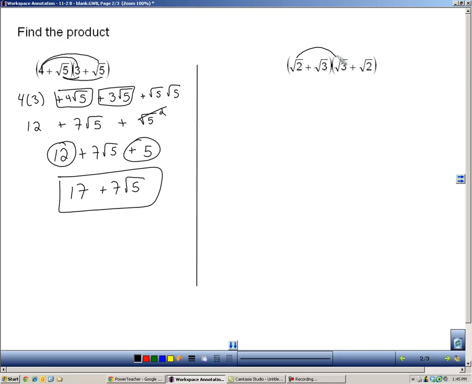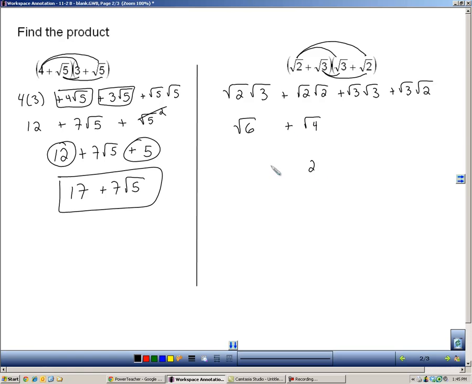Next example, very similar. Distribute the square root of 2. So square root of 2 times the square root of 3 plus square root of 2 times square root of 2. Then we'll distribute the square root of 3, plus root 3 root 3, and then plus root 3 times root 2. So let's simplify. Square root of 6. Root 2 times root 2 is root 4, which is just a 2, because that's what the square root of 4 is. And then root 3 times root 3 is root 9, which is just a 3.